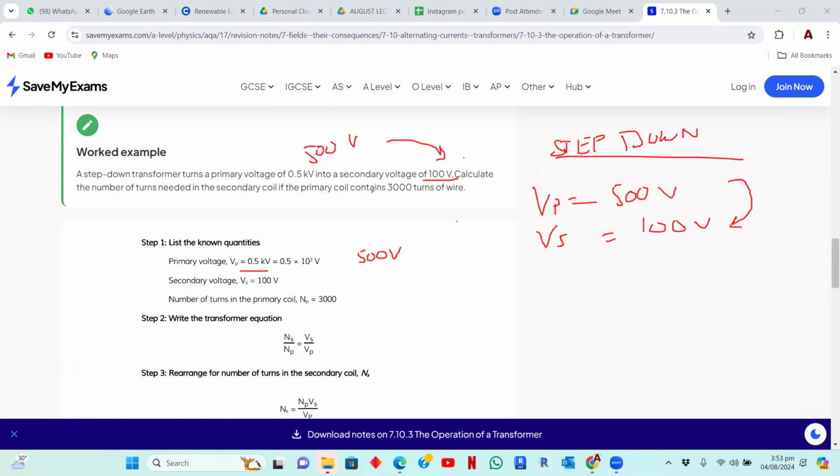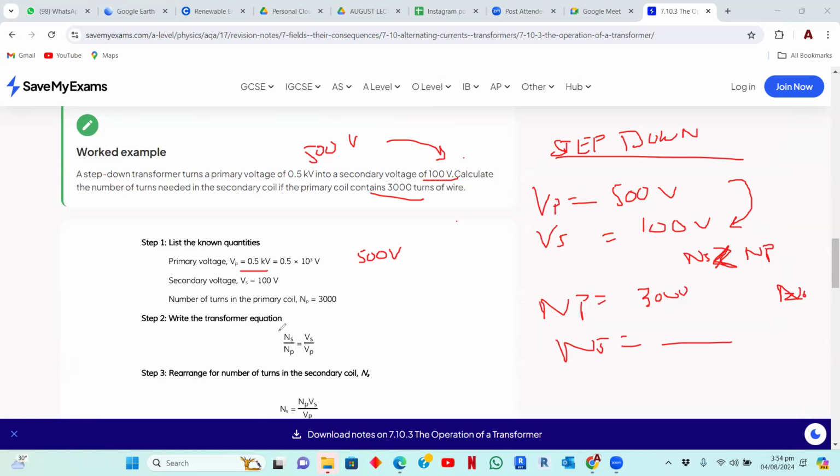Now, the number of turns at primary coil is how much? NP is 3000. And the number of turns at the secondary coil is what we're finding. Now that you know that it is already a step-down transformer, the number of turns at the secondary coil will be less than the number of turns at the primary coil. We've established this information from the concepts that we already know.